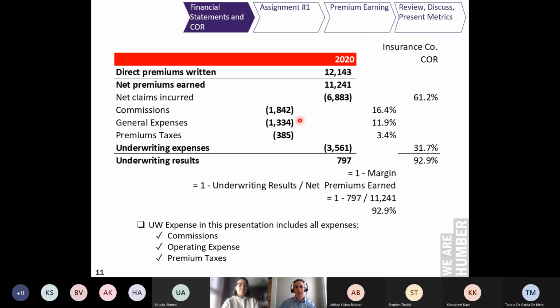Then there's the general expenses. So these are the expenses that the insurance company incurs for its underwriting operations. Okay. It's salaries, rent, professional fees, audit fees, those types of things. And then there's a premium tax amount, and it's generally, depending on the line of business, around 3%. And this is the company's expense that it pays for every dollar of premium that it writes. The provinces and some other federal regulators charge a tax. Okay, it's separate from the sales tax that a policyholder pays when they get invoiced for their premium. This is a company's expense.